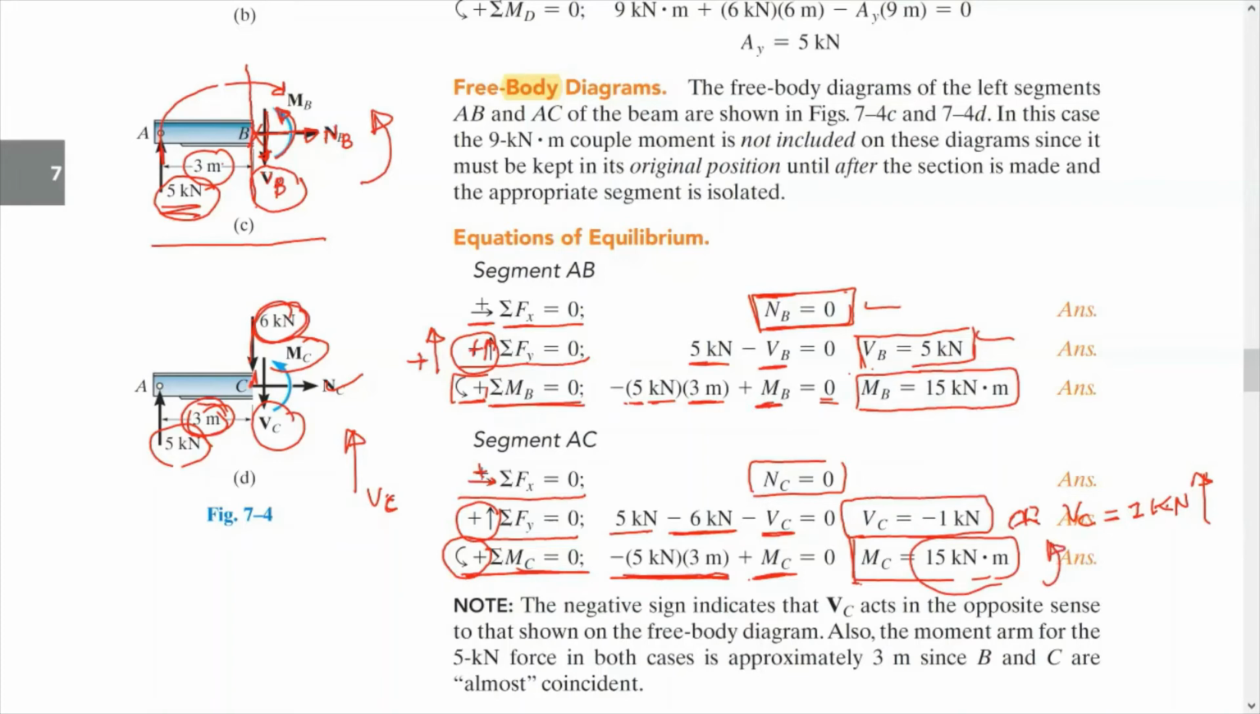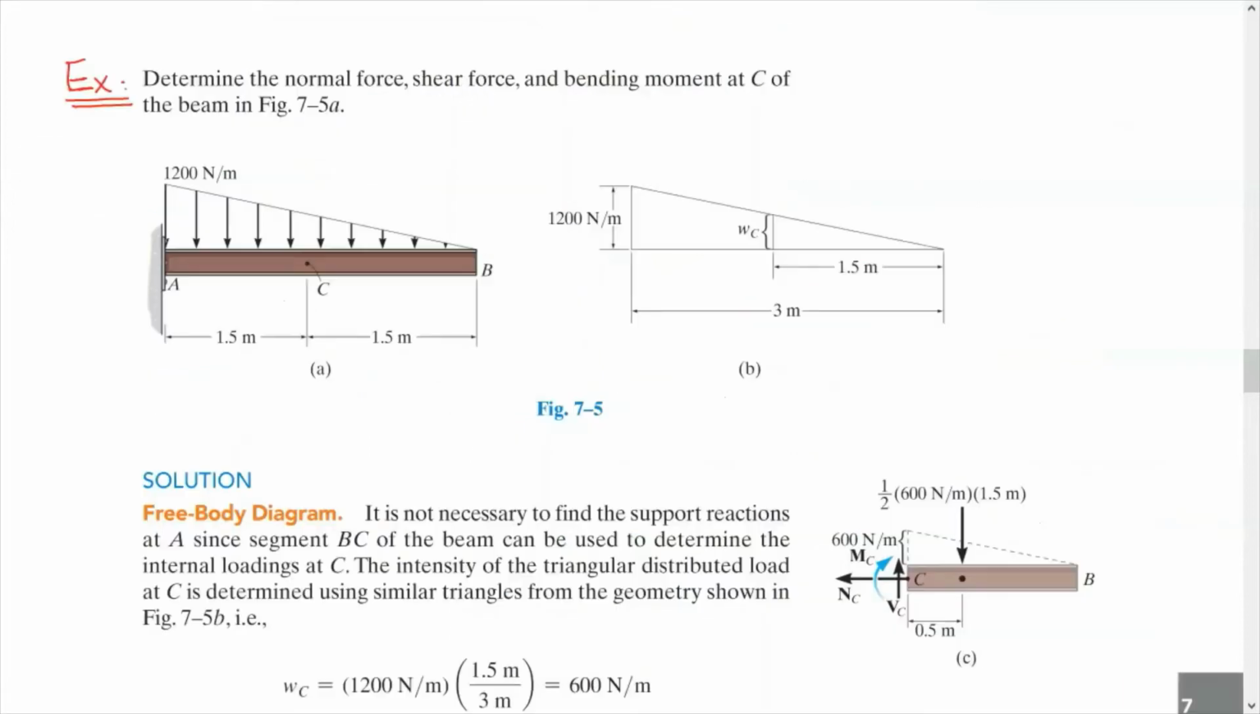So this is the way how we get the normal, shear and moment diagram at an imaginary cross section. When I say imaginary cross section, actually we don't do the sectioning here, but we do it just to simplify the thing and to find the internal forces at any point. Okay, let's take another example here.